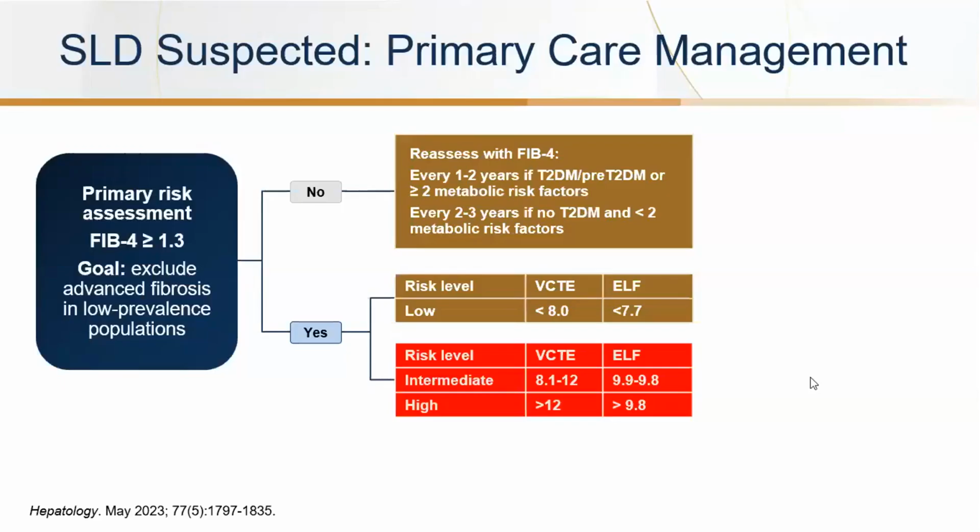You can get a FibroScan right off the bat, or you can get an ELF test. The Enhanced Liver Fibrosis test is a serum test. That one's nice. You can just get it with your other lab values. The ELF gives you a predictor of advancement to cirrhosis in a certain time frame. It doesn't really give you a fibrosis score, but more of a probability. So from there, if that's low, you can again reassess, but you're really trying to find those people that are at the intermediate or high risk.